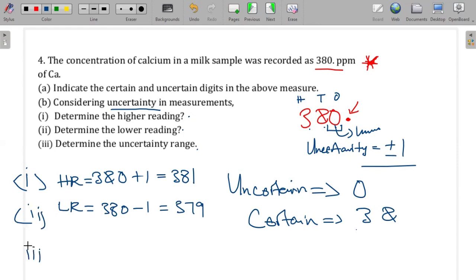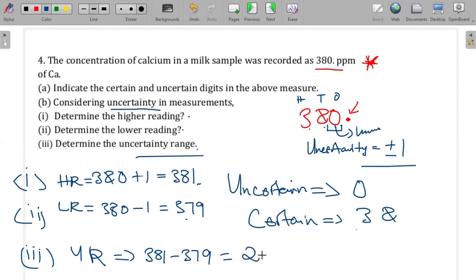And then determine the uncertainty range, okay? Uncertainty range. This one will just be upper or higher minus lower. So this will be 381 minus 379. So this will give you what? To give me 2. Okay? So this is my uncertainty range there. Okay, so any questions on this one? Okay. Yeah, so I hope it's clear.